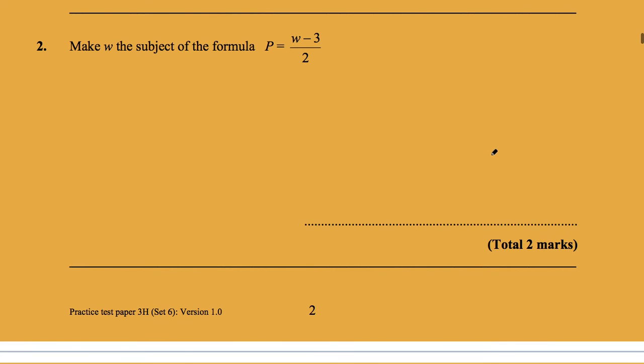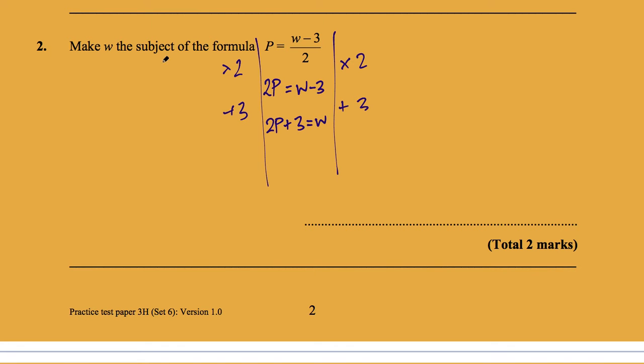Question 2. Make W the subject of the formula P equals (W minus 3)/2. This is a fairly straightforward rearrangement. So multiply both sides by 2 to get rid of that denominator, and that gives me 2P equals W minus 3. Add 3 to both sides. 2P plus 3 equals W. So W is now the subject of the formula. W equals 2P plus 3.